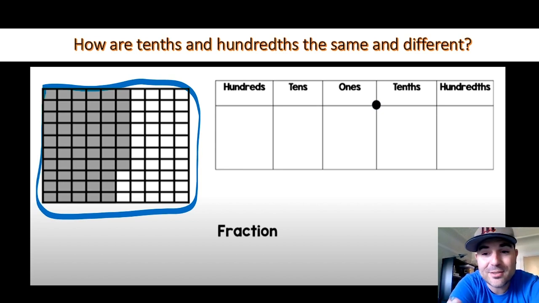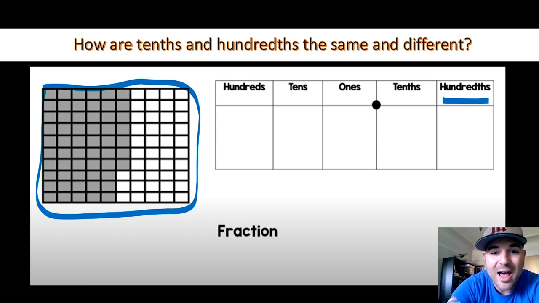I notice it's broken into 100 equal pieces. That's telling me that my answer is probably going to go to the hundredths place. That also tells me that when I write this as a fraction, I can write it with the denominator 100.